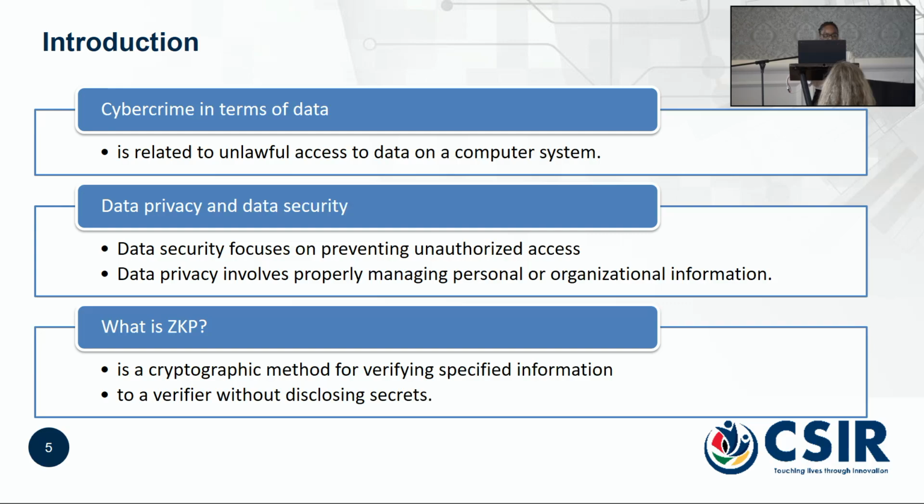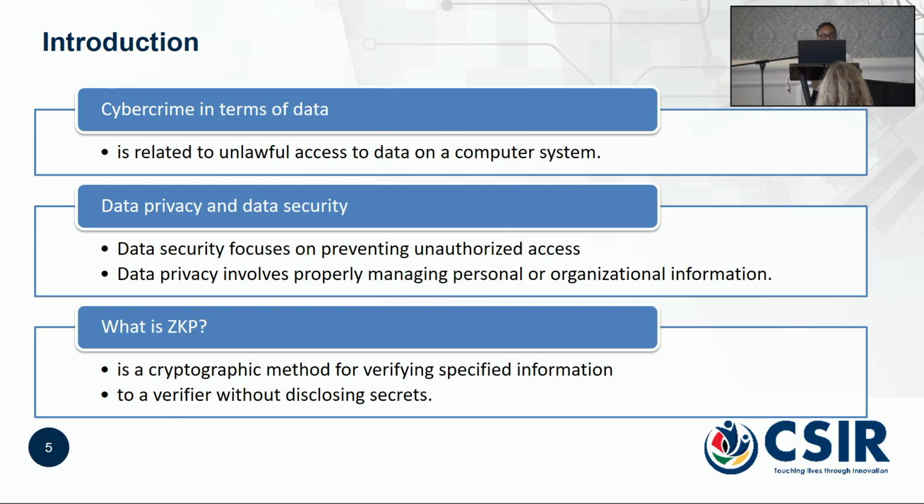With our research, we were hoping to use ZKP, or Zero Knowledge Proofs, as a solution for these problems. ZKP is a cryptographic method for verifying specified information to a verifier without disclosing secrets. So the prover has to prove that they know a specific piece of information to the verifier in order to access the system.